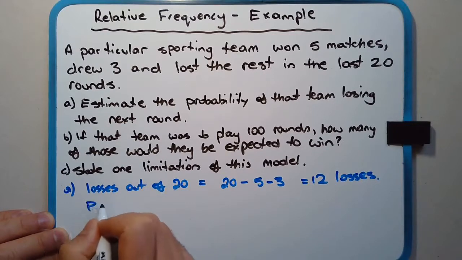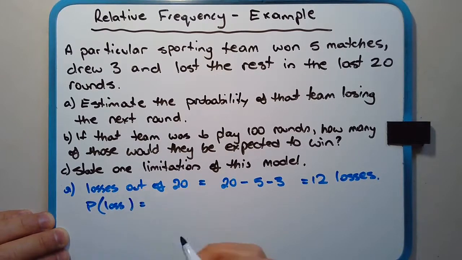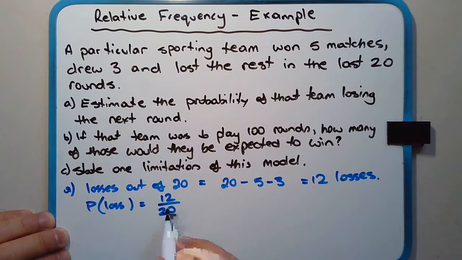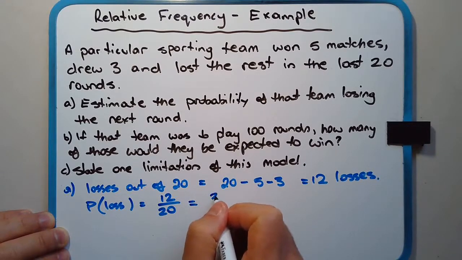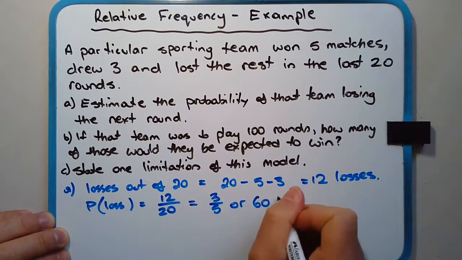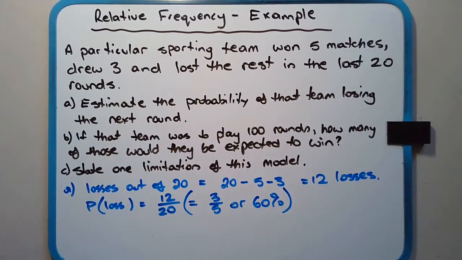So the probability of a loss in the next match is going to be 12 over the number of games played. So that's the relative frequency of a loss: 12 over the number of games played, which is 20. And that gives us, well, we could simplify it to 3 on 5 or 60%. It doesn't really matter. We can leave it as a fraction. That's fine. Either one of those answers is sufficient.